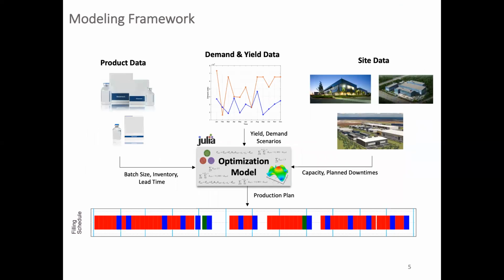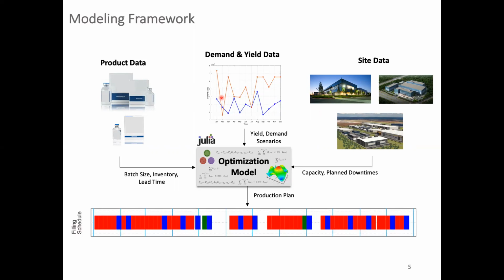This is how the modeling approach looks. First, we input data to the model. This involves product data such as the yield values, batch size, and the lead times. We also specify the site information such as the capacity, inventory targets, and shutdown periods for different manufacturing sites. Then we also consider the historical data for product yield and forecast data for product demand.